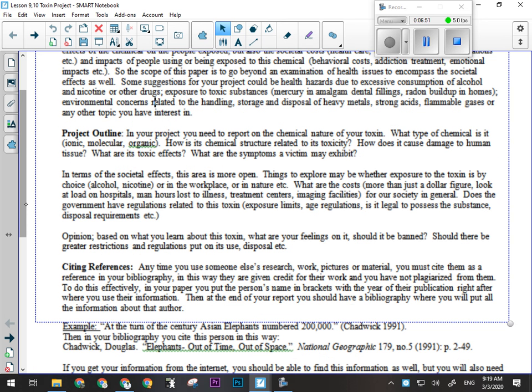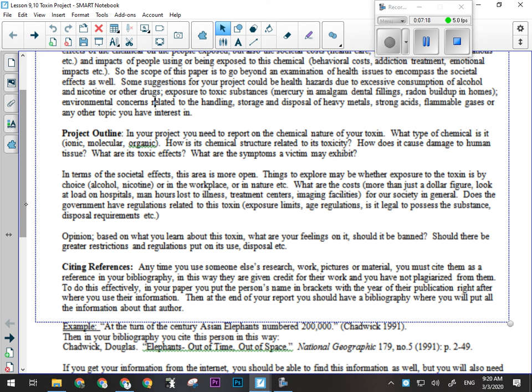So in your project, you report on the chemical nature of the toxin. We just talked about that. What type of chemical is it? Ionic, molecular, organic? How is its chemical structure related to its toxicity? What about it makes it toxic? Is it an acid? Is it a base? Is there something in it that makes it dissolve nerves or whatever? Whatever it is that it does. How does it cause damage to human tissue? What are its toxic effects? What are the symptoms that a victim may exhibit?